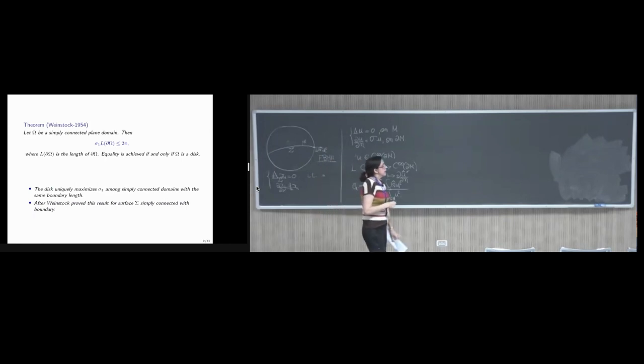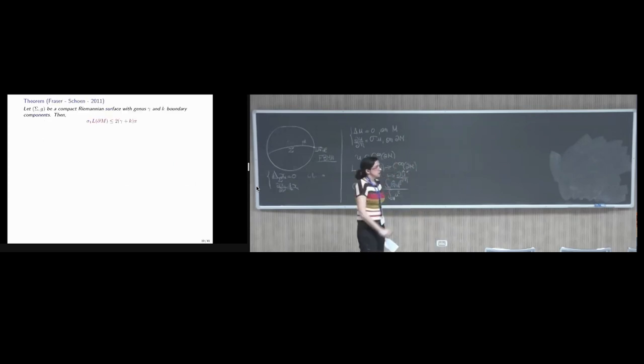After, he proved this result for surfaces, but surfaces that are simply connected with boundary. Let's move on. Fraser and Schoen were motivated to study this problem, motivated by the characterization that I mentioned when I began this lecture. Fraser and Schoen ask what you can do with this problem now when you have the problem with free boundary.